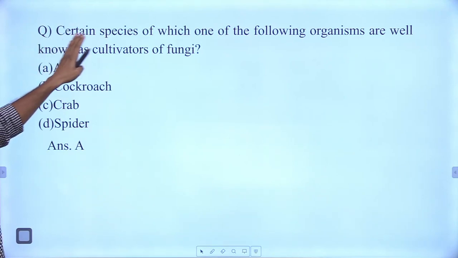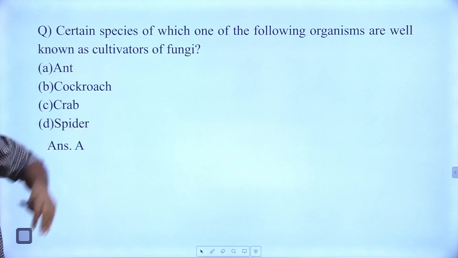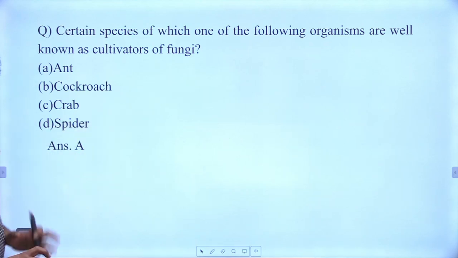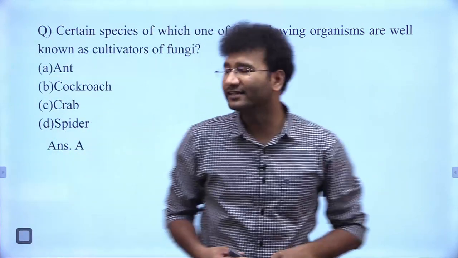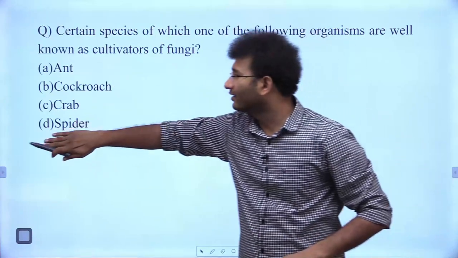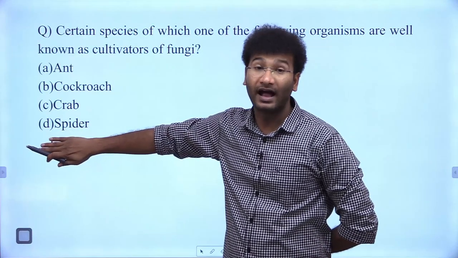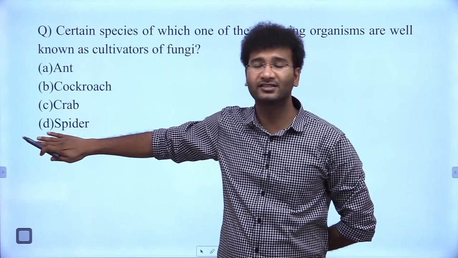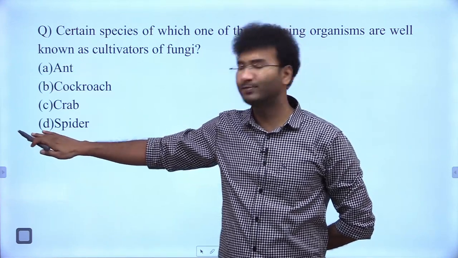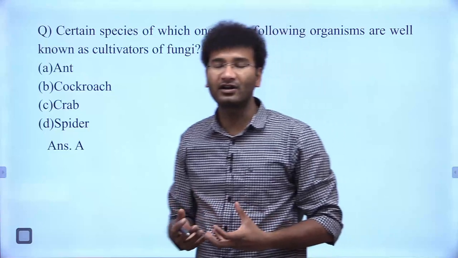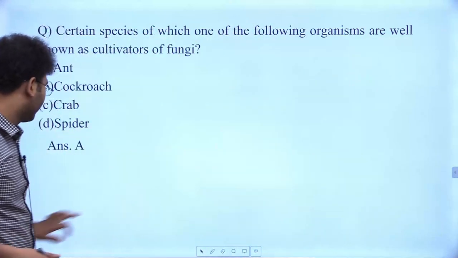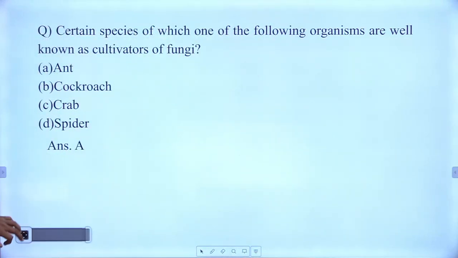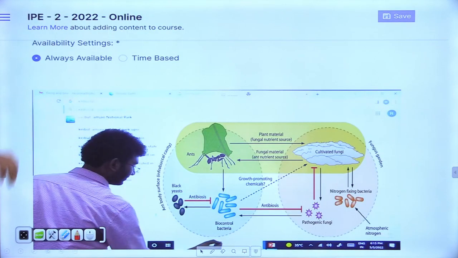The question is, certain species of which of the following organisms are well known as cultivators of fungi? The answer here is, cultivators of fungi are nothing but ant. Now, how is an ant a cultivator of fungi? Why is this question being asked? This question is being asked because there is a separate concept that we have discussed, and we know the major reason why this question been asked. Let me show you why it is being asked.